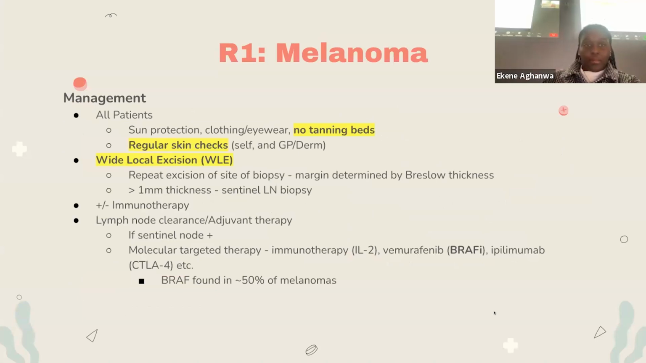So for management, again, sun protection. For melanomas in particular, no tanning beds is a good idea because tanning beds can cause melanoma. Also advise the patient and teach them how to do regular skin checks, or go to their doctor for regular skin checks. As we said before, you do a wide local excision, and you can also do a sentinel node biopsy. If the sentinel node is positive, then you can do a lymph node clearance, so taking away the lymph nodes too.